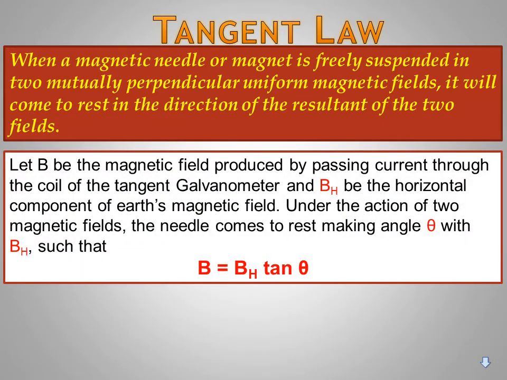Let B be the magnetic field produced by passing current through the coil of the tangent galvanometer, and BH be the horizontal component of the Earth's magnetic field. Under the action of the two magnetic fields, the needle comes to rest, making angle theta with BH, and it is such that B is equal to BH tan theta.